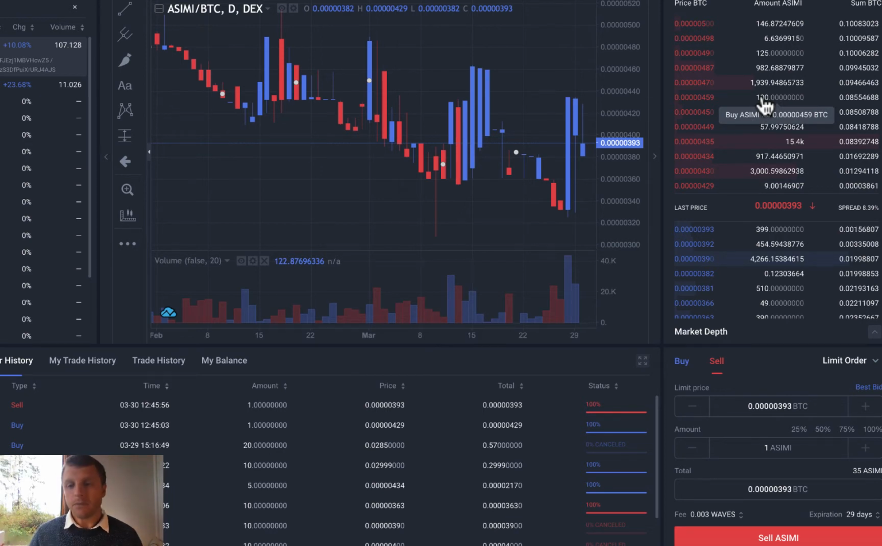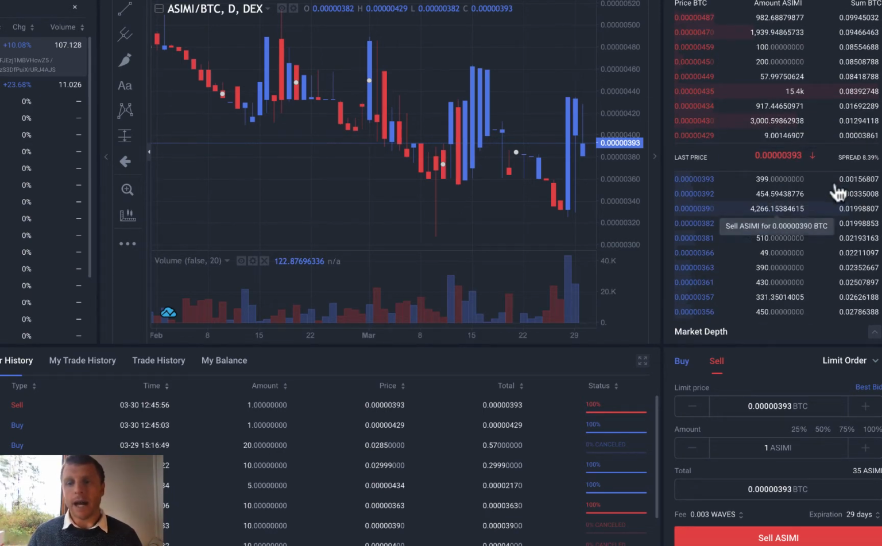So let's talk a little bit about some of the options for when you're buying and selling. The easiest way to quickly buy and sell is to simply click on an order that already exists because you're matching with that order. So right now we can see there's 9 tokens for sale. If I wanted to buy one of those tokens, I can click on that price. You can see the price is already added, and then I can buy one Asimi token at that price, click buy, and I'll get that Asimi token.